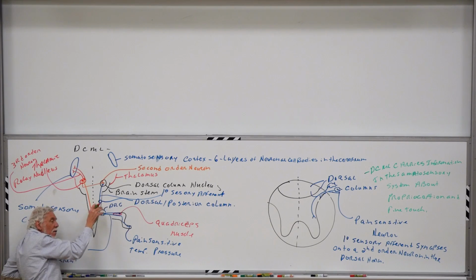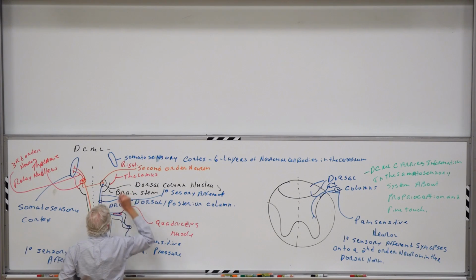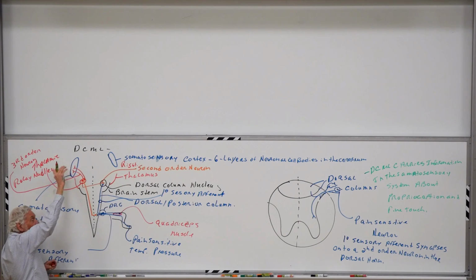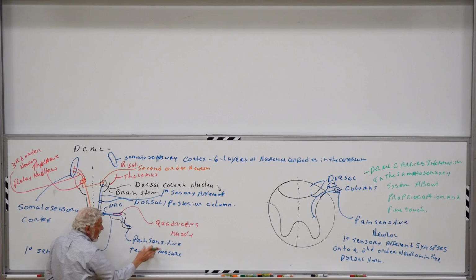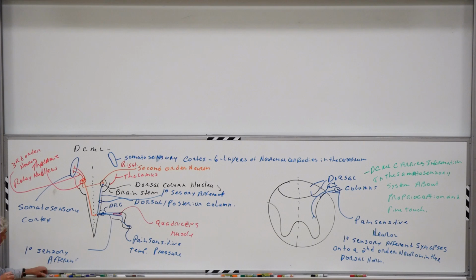So now we have shown, in this case, from the right side, the delivery to the somatosensory cortex on the left side of both information about pain and temperature and crude touch, along with discriminative touch and proprioception. That's how it's delivered. Now let's take the other leg. Let's do the same thing with the other leg.